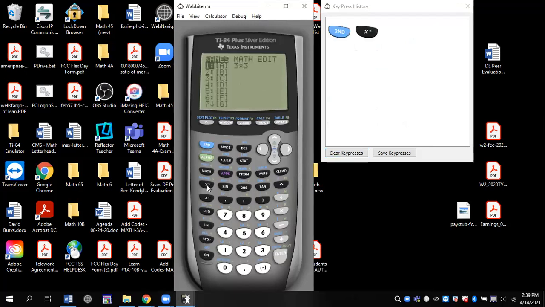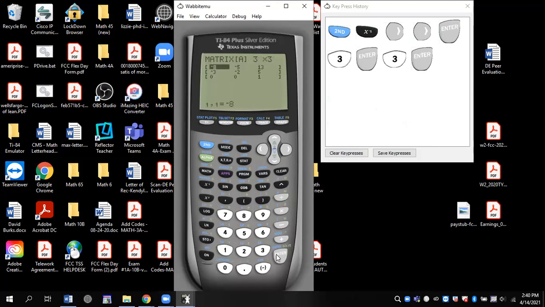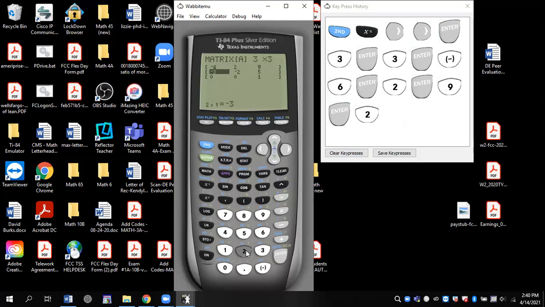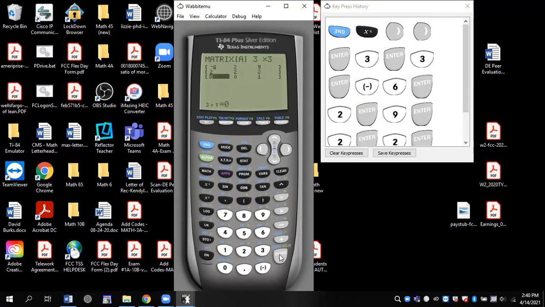You've got to go second matrix, go over to edit. I'm going to edit matrix A, enter. So I put in 3, enter, 3, enter, a 3 by 3 matrix. Let's put in -6. Make sure you use the negative button, which is different from the subtraction. The negative is at the bottom with the parentheses around it. Negative is on one number. Subtraction goes between 2 numbers. All right, I'm putting in -6, 2, 9, and 2, enter, 2, enter, 2, enter.